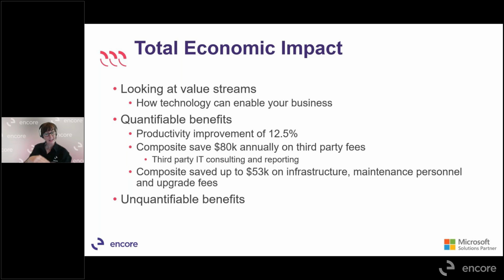So I put down on this slide some of the quantifiable benefits. This is referring to the TEI study, and this is a tool you'll be able to get a great PowerPoint presentation out of. As a group, 150 customers were interviewed and surveyed. And as a collective, they found that on average, their productivity improved 12.5%. There was a composite saving of 80K annually in third-party fees and 53K on infrastructure maintenance, personnel, and upgrade fees. Those are some of the actual quantifiable benefits, and you'll be able to go through that when you go through this study with your account manager.